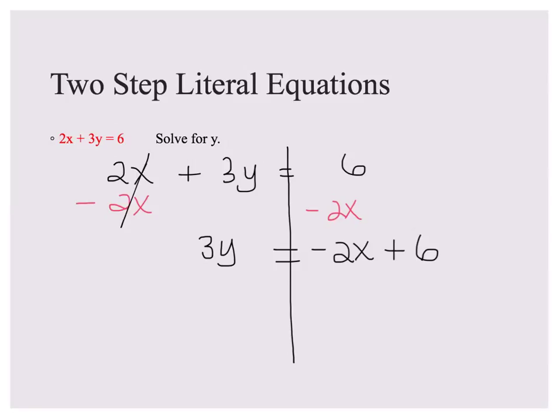Next, to get y by itself, I need to divide everything by 3, because the opposite of 3 times y is divide by 3. And now 3 divided by 3 leaves me with 1y equal to negative 2/3 x plus 6 divided by 3 is 2. This is the equation solved for y, and this is my answer.